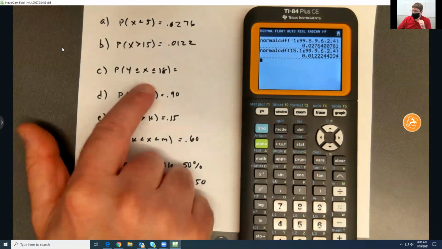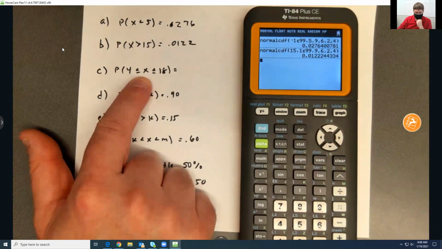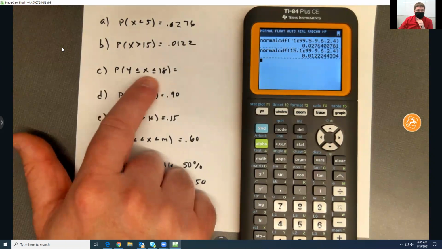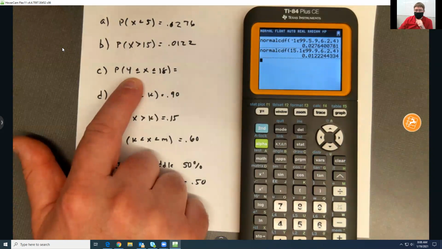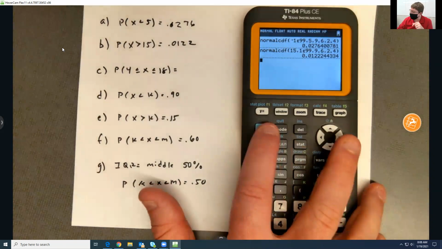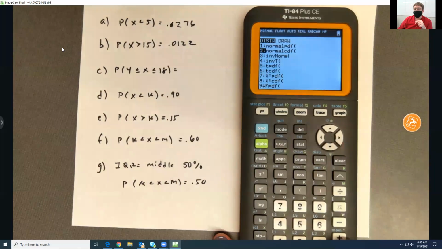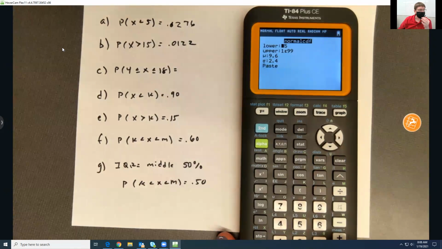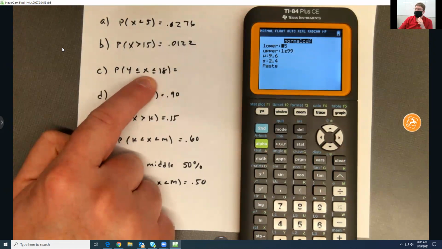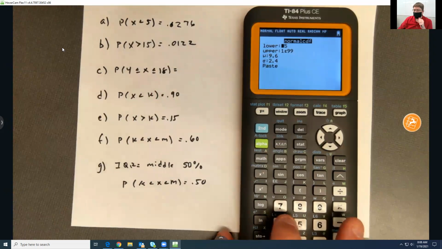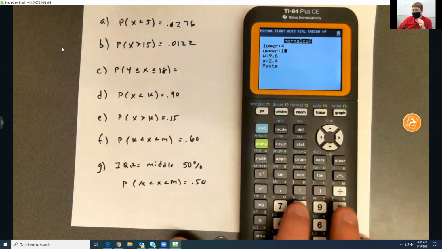Okay. What about letter C? The question on C said, what proportion of calls were between 4 and 18 minutes? So basically, X is now floating in between 4 and 18. How do I do that one? It's actually quite nice in these calculators. Second VARS, go to normal CDF. Since you're still looking for percentage, you still use option 2. But now your lower and upper limit are just these numbers. I know 4 is the smallest phone call I want. 18 is the largest.